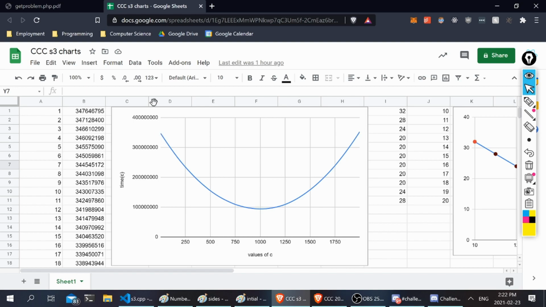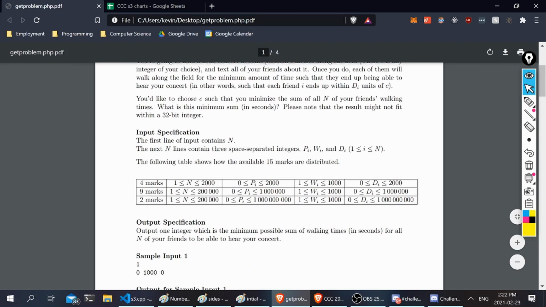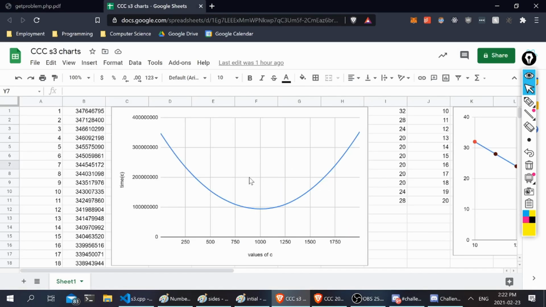If you guys didn't know, the positions are from 0 to like 1 billion. So there's no negatives. It's not like a number line. It's just 0 to 1 billion. As you can see here, it seems like there's a pattern. As we get to the ends and we continuously go to the middle, at some point we get to a minimum right here.